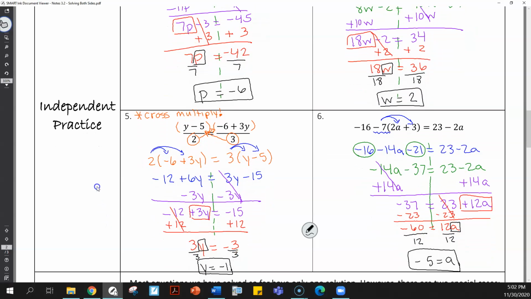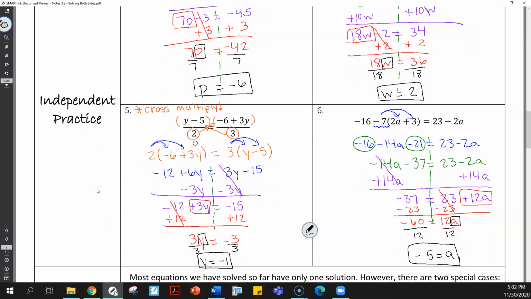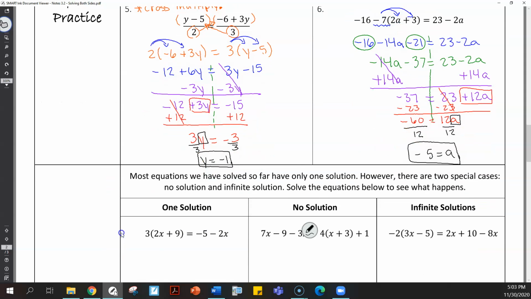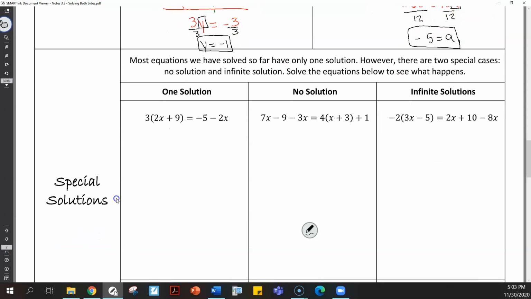Number 5, remember that you need to cross multiply that, so it needs to be 2 times all of this, 2 times negative 6 plus 3y. 3 times all of this, 3 times y minus 5. And then you just solve it the same way you have been. You should get negative 1 as your answer there. Number 6, same process. Remember that negative 16 is not part of your distributing, so it just comes down to start with.